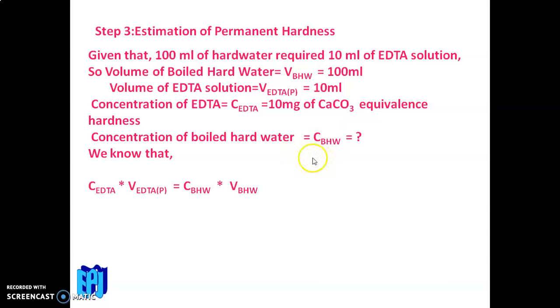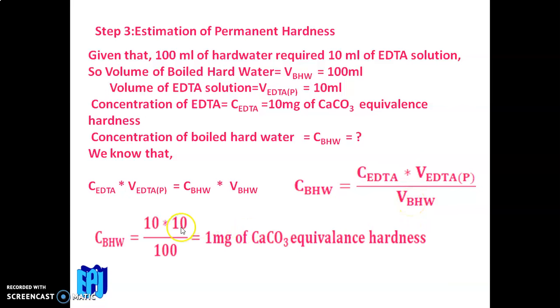So we know the equation: concentration of EDTA into volume of EDTA for permanent hardness, represented as P, is equal to concentration of boiled hard water into volume of boiled hard water. We need to calculate the concentration of boiled hard water. How? Concentration of boiled hard water is equal to concentration of EDTA into volume of EDTA of permanent hardness by volume of boiled hard water. So that is equal to 10 into 10 by 100, that is equal to 1 mg. This is the concentration in 1 ml, we need to calculate for 1000 ml, that is the permanent hardness. So concentration of boiled hard water into 1000 is equal to 1000 mg per liter or ppm.